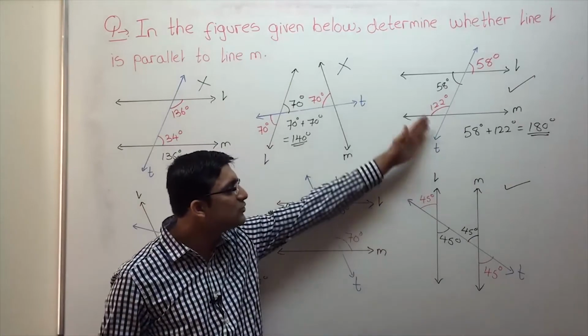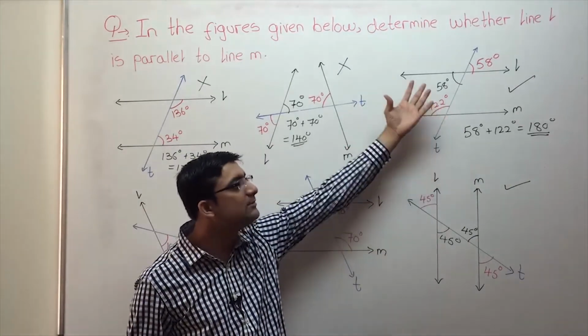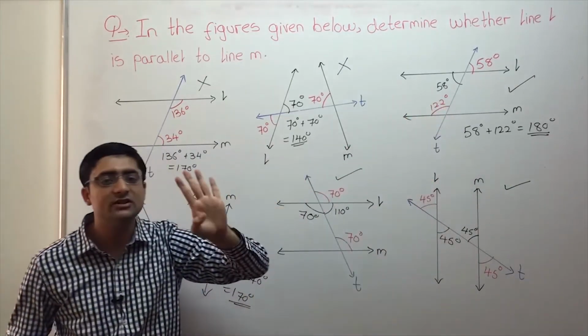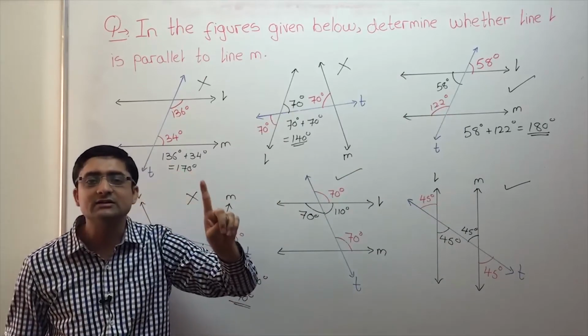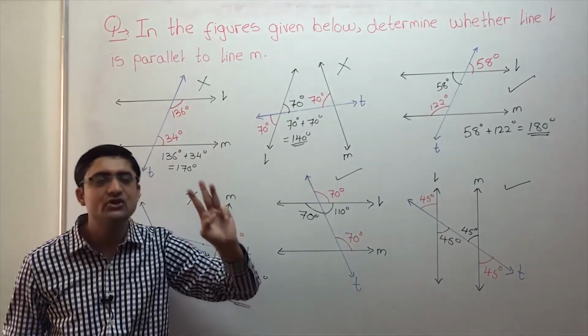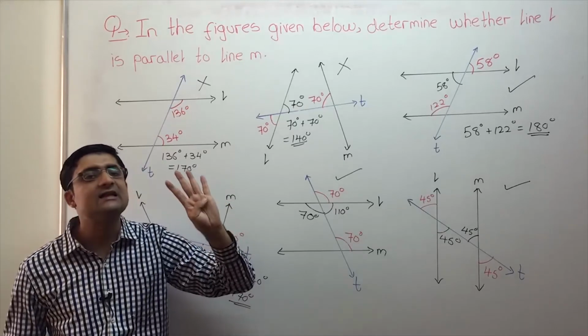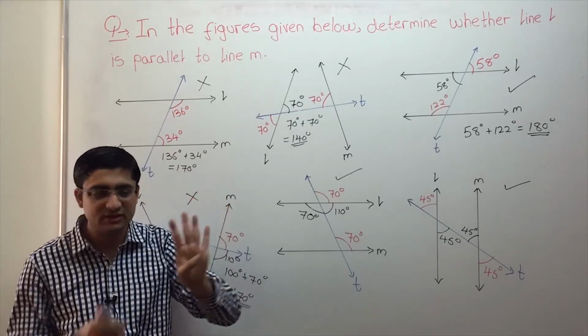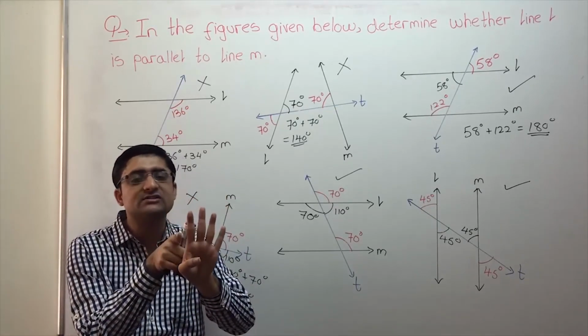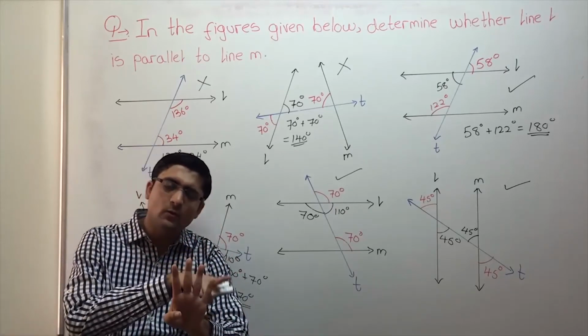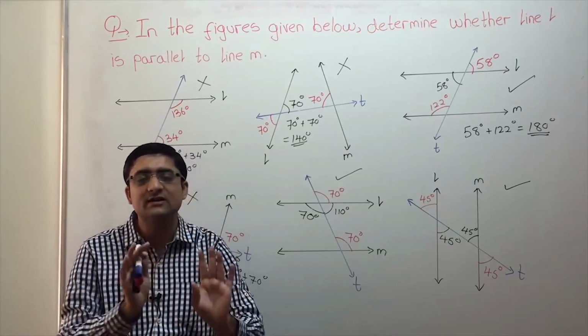So whenever you have two lines and a transversal and you want to determine whether they're parallel or not, just look for these four conditions: corresponding angles, alternate interior angles, alternate exterior angles, and interior angles on the same side of the transversal. If any one of these conditions is satisfied, they are parallel. If any one of these conditions is not satisfied, they're not parallel.